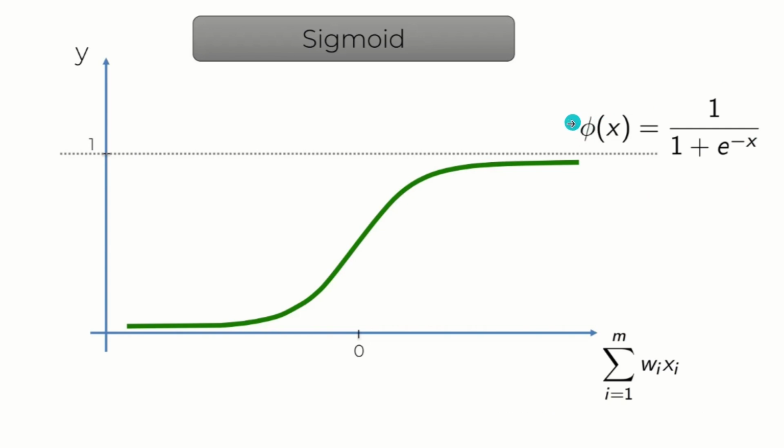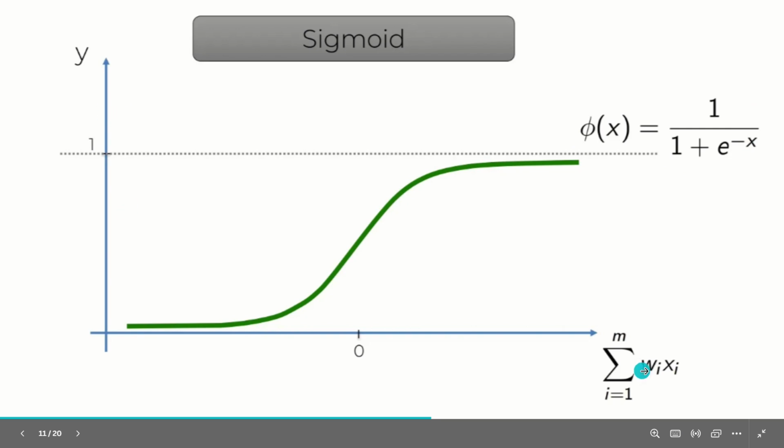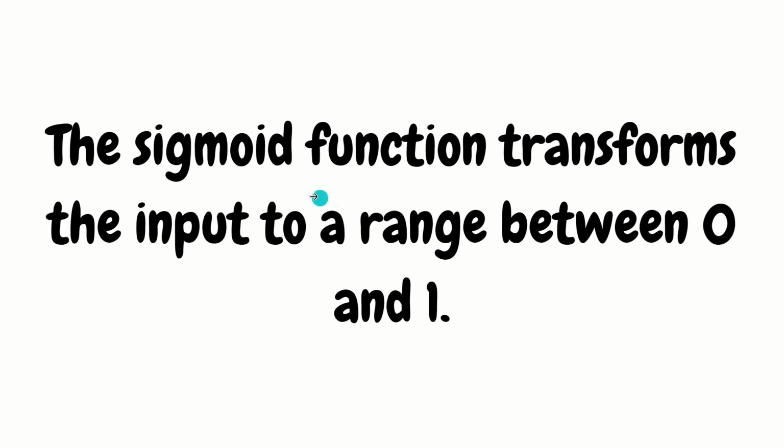So this represents the activation as a symbol: 1 over 1 plus e raised to power minus x. We have the same graph available, y versus this weighted sum, right? So what is that? The sigmoid function transforms the input to the range between 0 and 1, right?